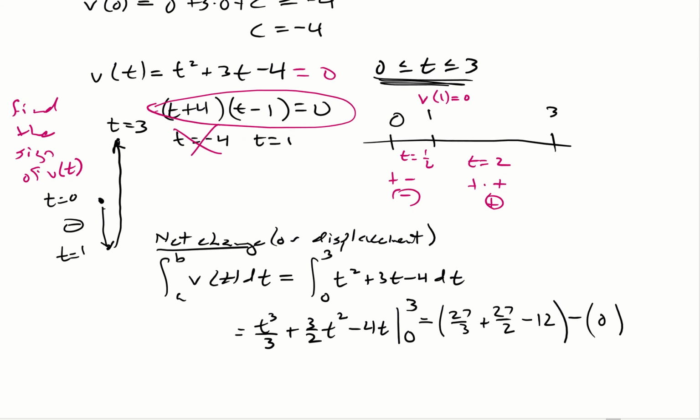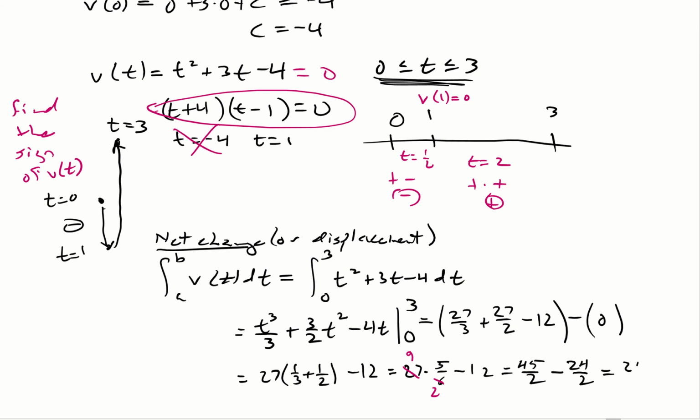Let's see. I would write, therefore, for this, I'd go, well, I take out the 27, and it's going to be 1/3 plus a half. I think that's 5/6, and then minus 12. So we're getting 27 times 5/6. Let's reduce that down a little bit by 3, so that's 9 and 2, right? Okay, and then minus 12. So we have 45 halves minus, let's call it 24 halves, and the total looks like it's 21/2.